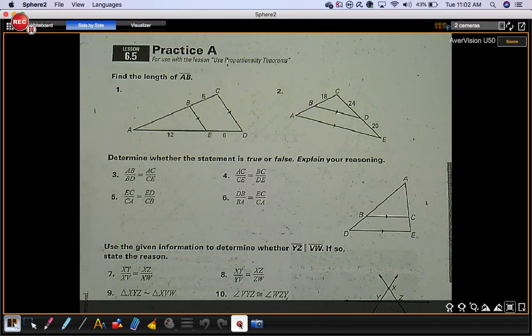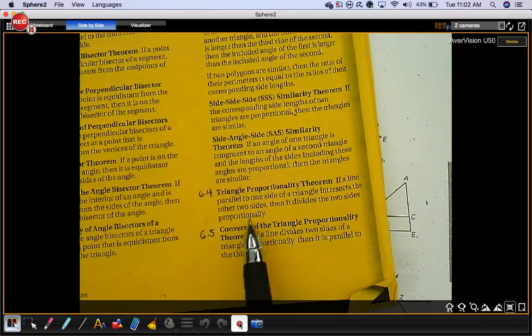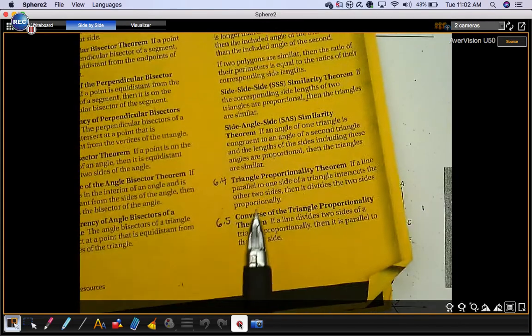This is practice A for section 6.5. On this worksheet, we're going to look at these two theorems, the triangle proportionality theorem and the converse of the triangle proportionality theorem.